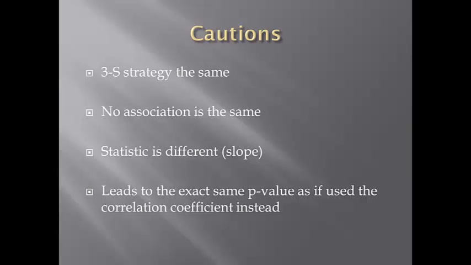The 3S strategy here is the same one we've seen before. Statistic, simulate, strength of evidence. The way we simulate, no association, is equivalent to methods we've seen before and talked about in other learning goal videos. The main difference here is the statistic. We're using the slope instead of the correlation, or instead of, say, a difference in means or difference in proportions that we've seen in other chapters. Finally, this whole process leads to the exact same p-value as if we'd used the correlation coefficient instead of the slope.